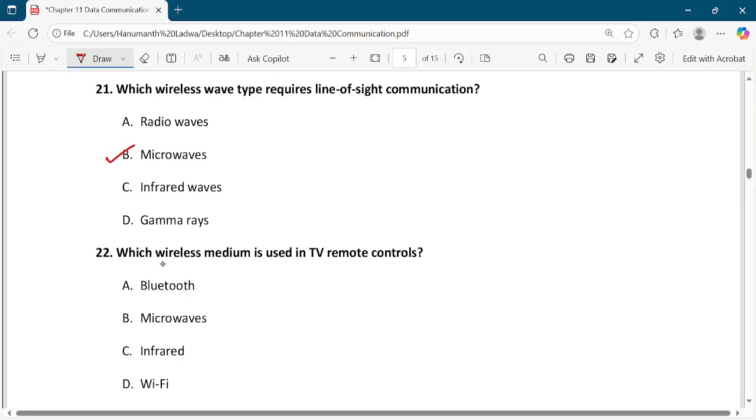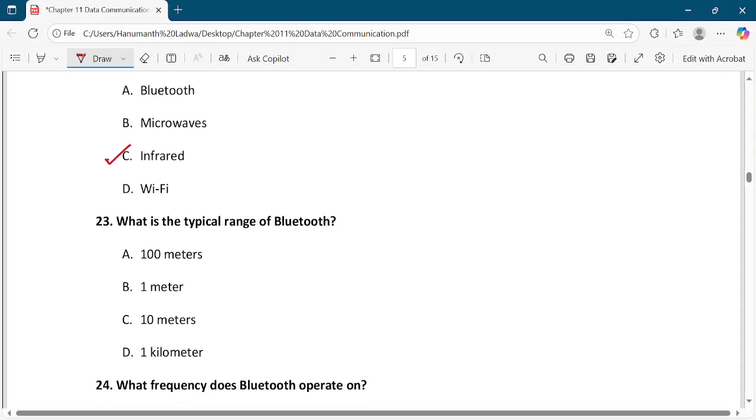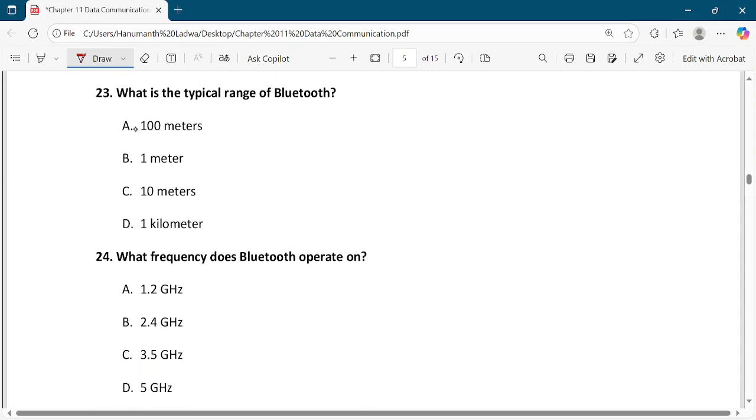Question number 22. Which wireless medium is used in TV remote controls? Option A, Bluetooth, B, microwaves, C, infrared, D, Wi-Fi. Option C, infrared radiation. Question number 23. What is the typical range of Bluetooth? Option A, 100 meters, B, 1 meter, C, 10 meters, D, 1 kilometer. Here option C, 10 meters is the right answer.